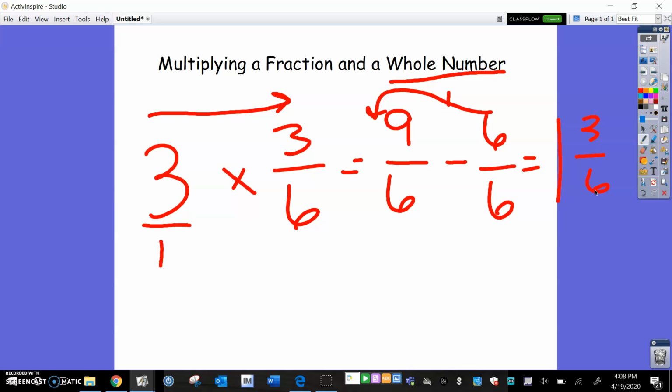So I got this answer because we multiplied straight across, and I had my imaginary 1 to remind me that I'm doing 1 times the denominator. I do not use that 3 twice. You didn't see me go 3 times 3 and then 3 times 6. Remember, we can only use a number one time. So that's why we brought this 1 in, to show us to multiply by that denominator.